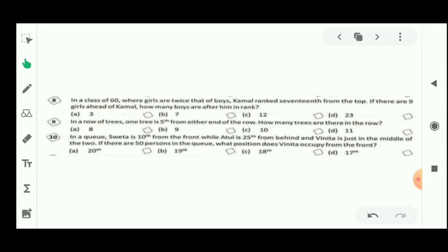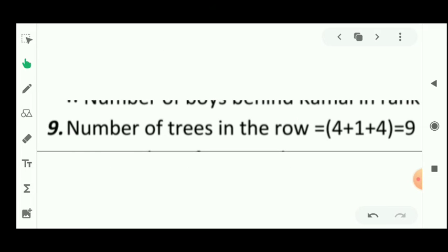Let's see the next question. In a row of trees, one tree is fifth from either end of the row. How many trees are there in the row? The solution of this question is, when we find the number of trees in the row, it will be 4 plus 1 plus 4. That means 4 is the position from both ends and 1 should be added. So the total number of trees in the row will be 9.